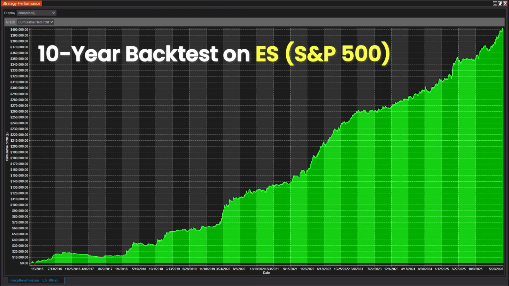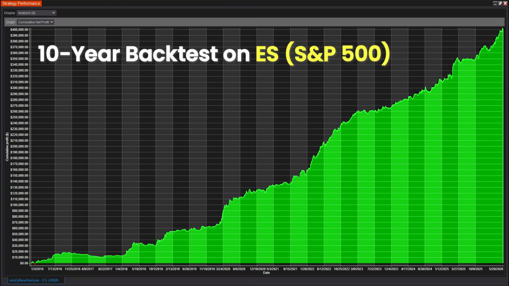What do you think about these results? Pretty impressive, right? And once you look at the summary section, I think it becomes even more impressive. Because this is the S&P 500, a market with much lower volatility compared to NASDAQ. But despite that, the total net profit and the number of trades generated are still extremely competitive.